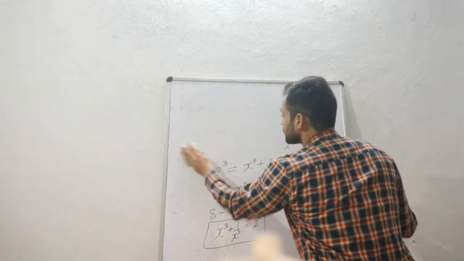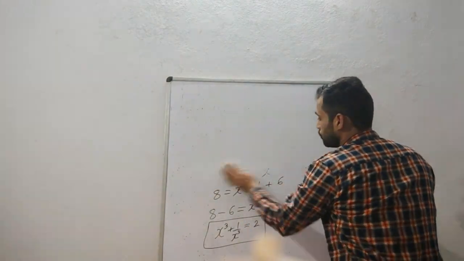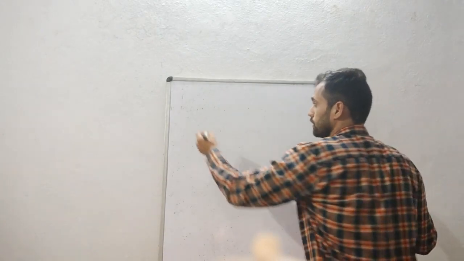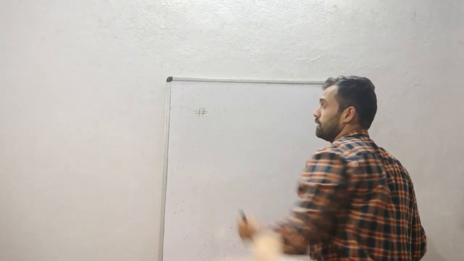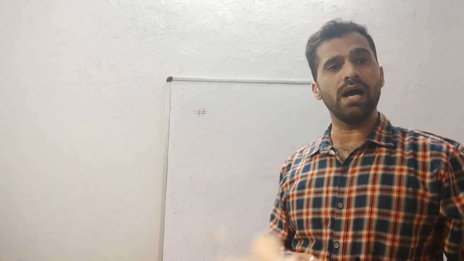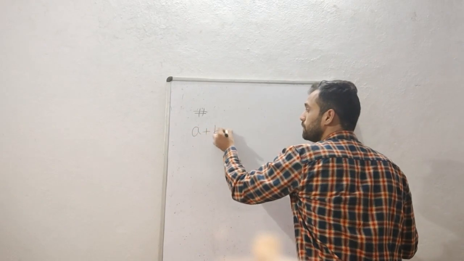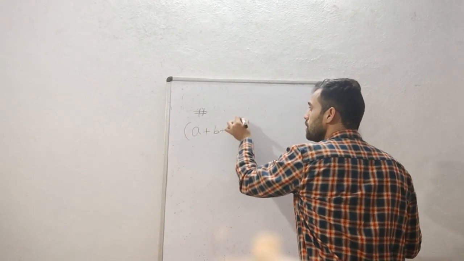Now further we will study one more new identity. After these cubic questions, we will solve all the remaining questions from the book. Now we will learn one more identity, that is (a plus b plus c) whole square. See, it is a new identity also. (a plus b plus c) whole square.